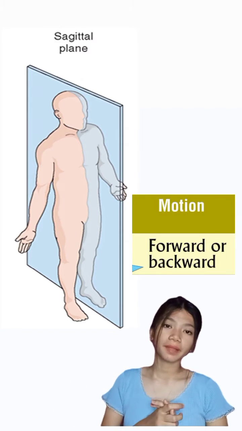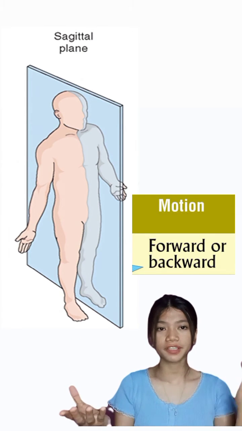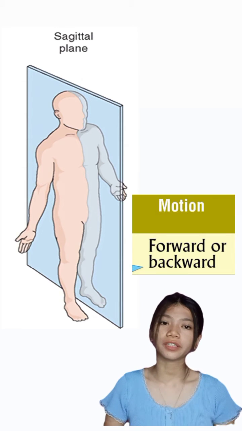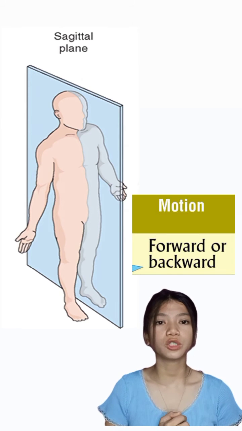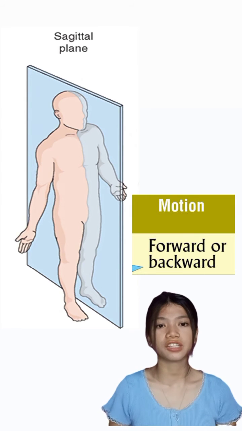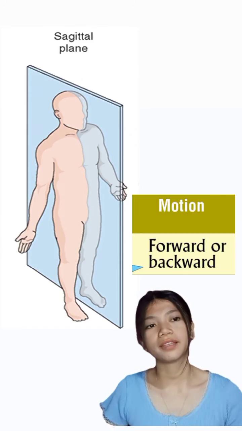And the second type of plane of the body is the sagittal plane, which cuts the body into left and right halves, involving forward and backward movement, and it runs parallel to the longitudinal axis of the organism, or from the mouth to the tail. This plane's exercise involves the flexion and extension joint motion. So this is an example of the sagittal plane.